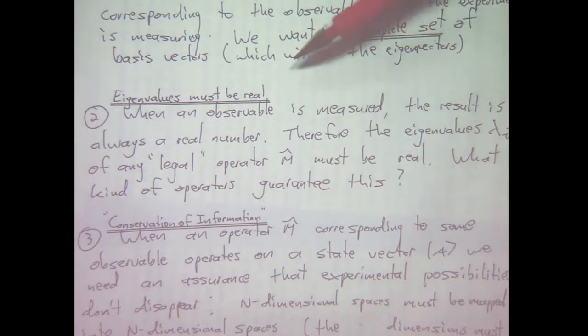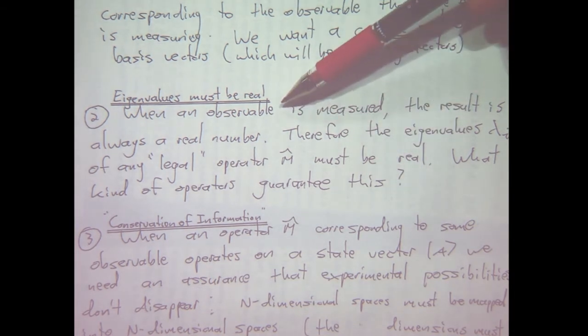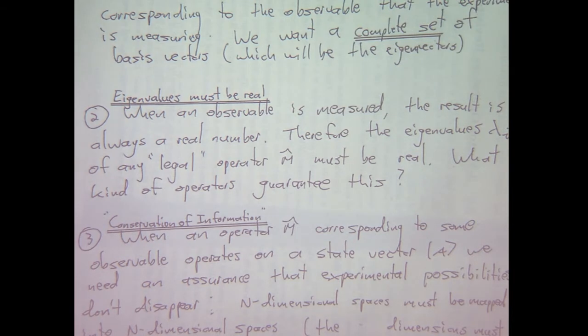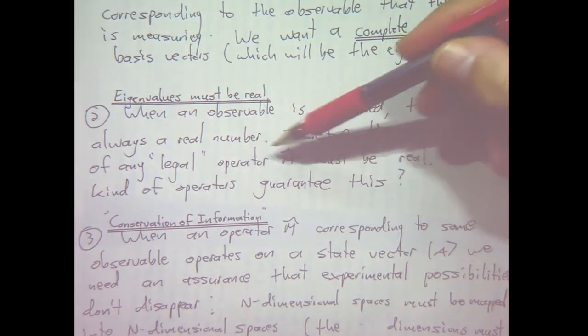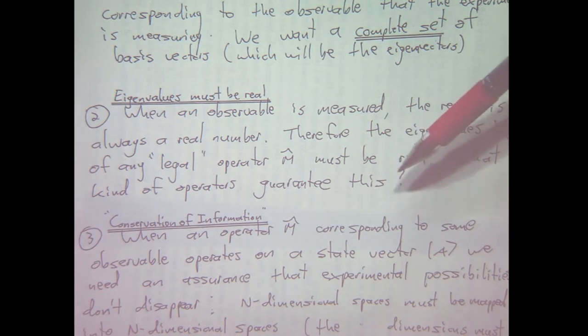Another thing is that whenever you do an experiment and you measure some observable, the result is always a real number. All experiments in the world give you real numbers as results. But that means that the eigenvalues of any legal operator that we want to use must be real, because the eigenvalues are the outcomes of the experiments. Now, what kind of operators guarantee real eigenvalues? That's something that we'll answer in the next few weeks.